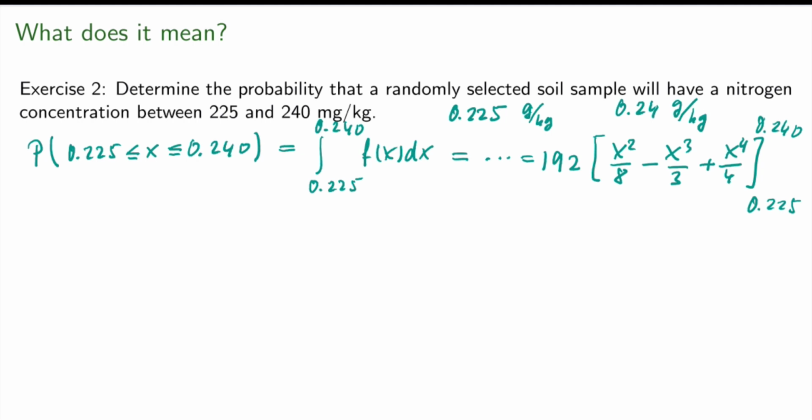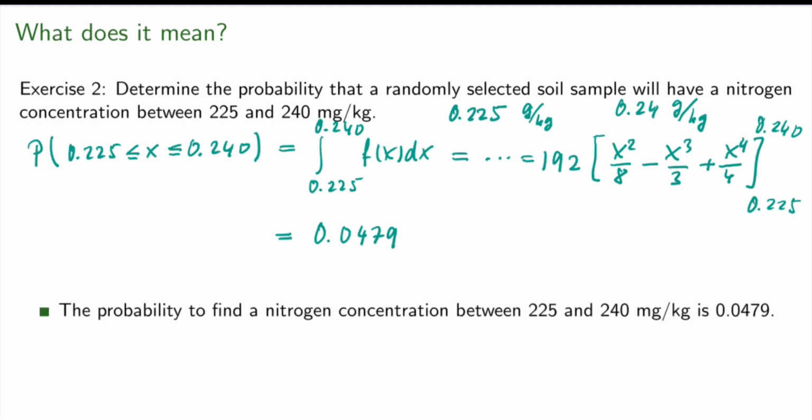Okay, so now we need the power of the calculator. So what we get is 0.0479. All right, so we found a number. What does this number mean? This number is the probability to find a nitrogen concentration between 225 and 240 milligram per kilogram.